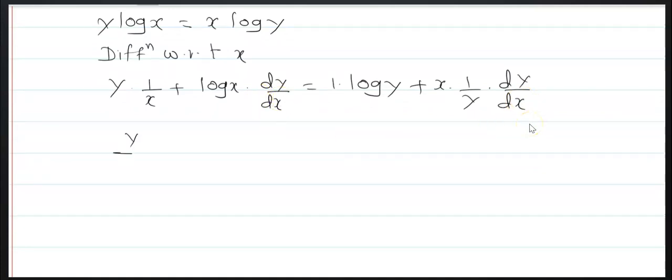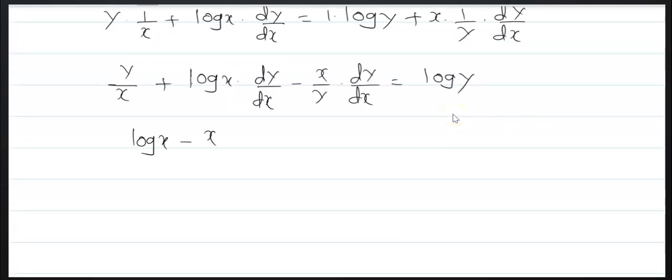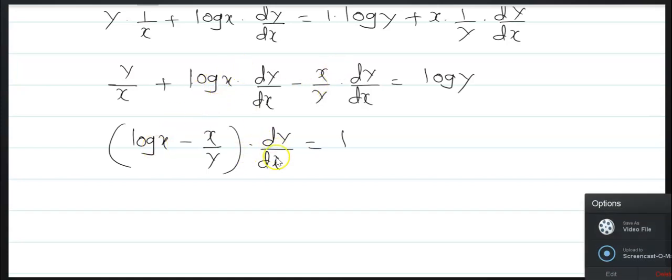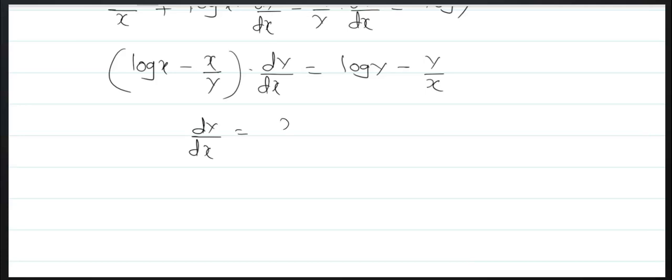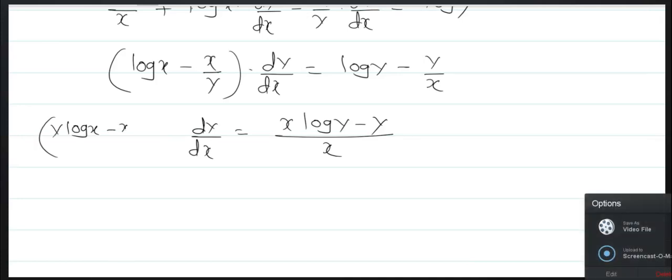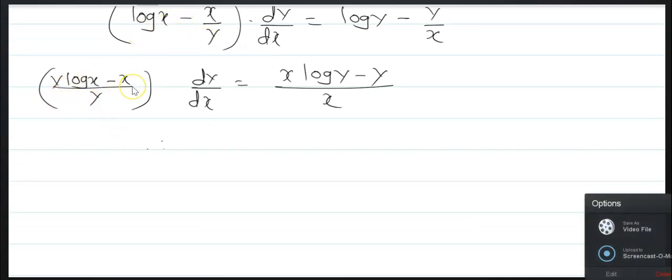Now collect the terms of dy by dx. This is y upon x plus log of x into dy by dx, minus x upon y into dy by dx, equals log of y. If you take dy by dx common, then in the bracket you will get log of x minus x upon y, into dy by dx equals log of y minus y upon x. Now simplify this. Here is the simplification: y into log of x minus x upon y. On this side, x log of y minus y upon x.